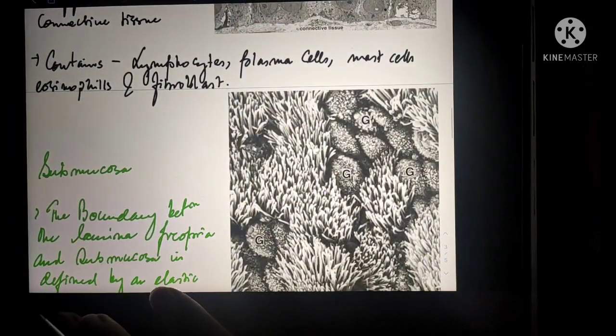The submucosa is present underneath the lamina propria. The boundary between the lamina propria and submucosa is defined by an elastic membrane. However, it is not distinct on H&E preparations. The submucosa is relatively loose connective tissue, similar in appearance to the lamina propria. Diffuse lymphatic tissue and lymphatic nodules characteristically extend into the layer from the lamina propria.